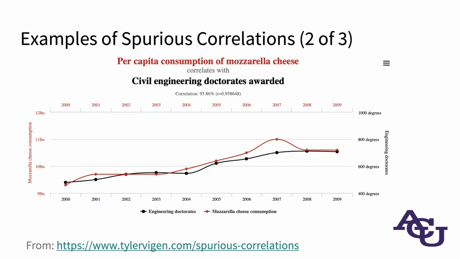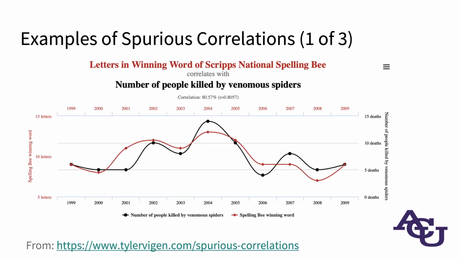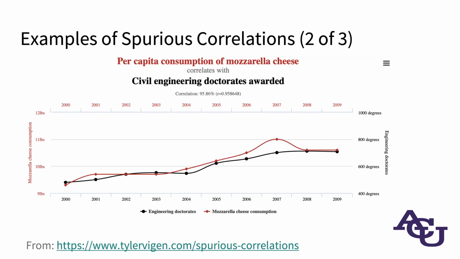Now, if you're wondering about that correlation percentage and the R value, it's talking about how much they're going in the same direction at the same time and to the same degree. So generally a higher R is better, but again, correlation itself does not necessarily equal causation.